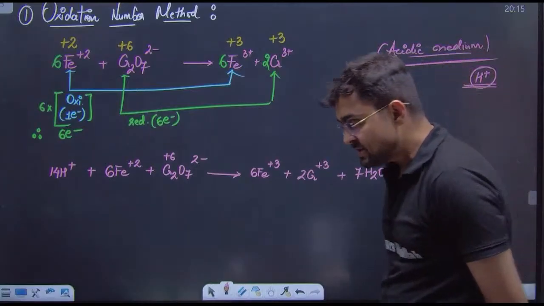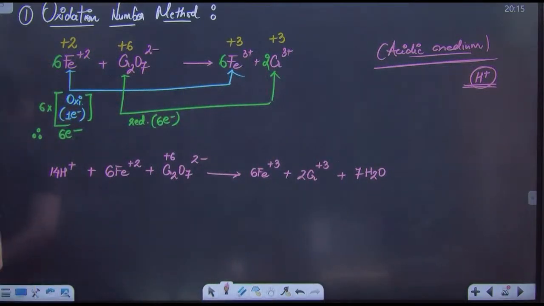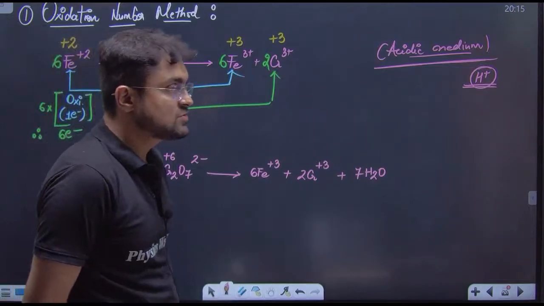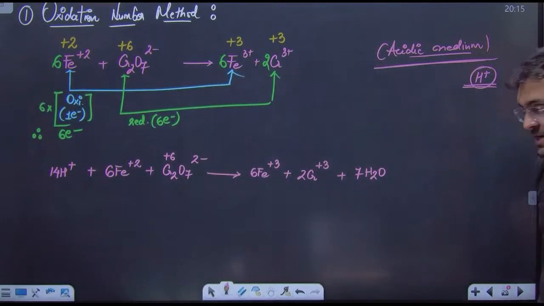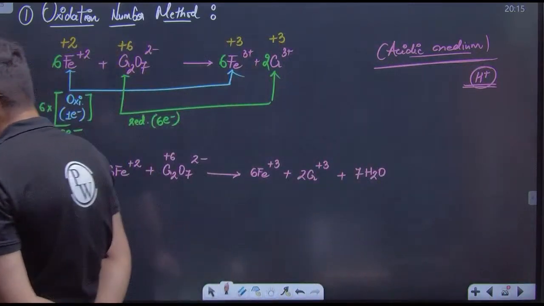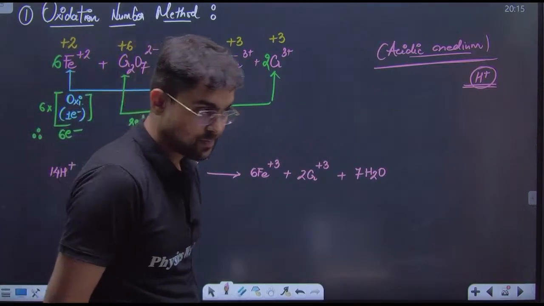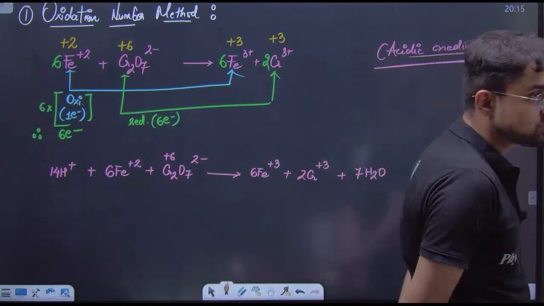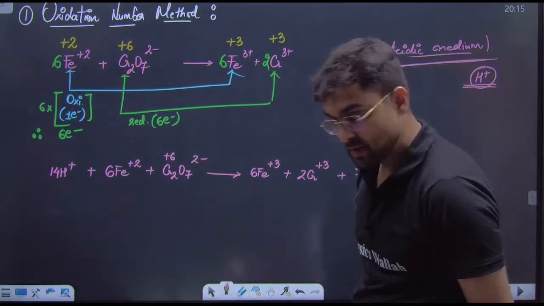What will we be doing in the first step? Writing down the oxidation numbers. Second step, check which one is getting oxidized and which one is getting reduced. Step number 3, check the species getting oxidized: it is getting oxidized by releasing how many electrons? If somebody is getting reduced, then it is getting reduced by accepting how many electrons?